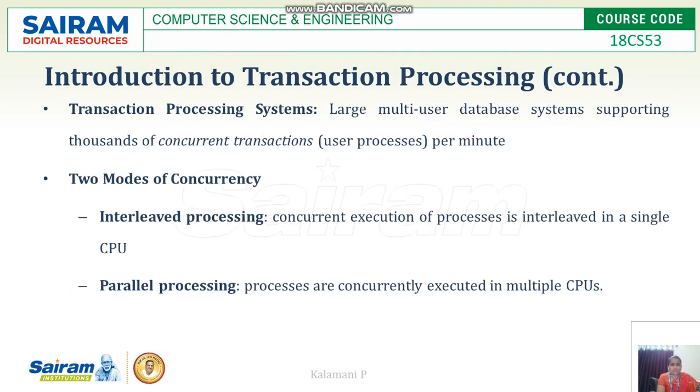Then there are transaction processing systems, large multi-user database systems supporting thousands of concurrent transactions per minute. That is possible. Take our online ticket reservation system itself: many people will book tickets at a time, we can't tell the count. So that is multi-user transaction processing. There are two modes of concurrency: one is interleaved processing, another is parallel processing. Interleaved processing means concurrent execution of the processes is interleaved in a single CPU. Parallel processing means processes are concurrently executed in multiple CPUs.